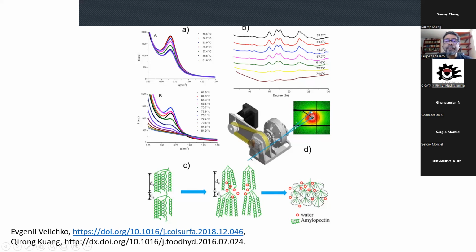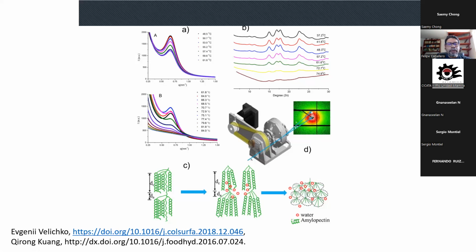wide-angle X-ray diffraction. This is a shear cell device. So while processing the plant-based meat analog in this chamber at different temperatures, you can obtain the diffraction patterns, and you obtain this. For example, processing at increasing temperatures, you observe a disruption of the structure. The material becomes amorphous after the processing. But this can be observed in operando, so during the processing.